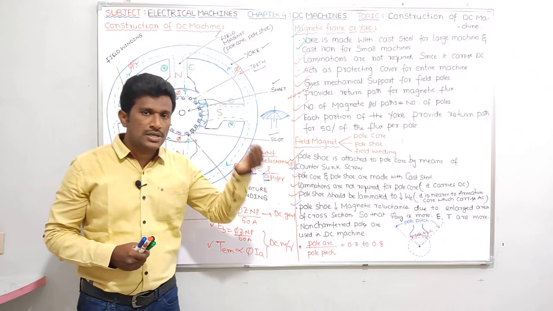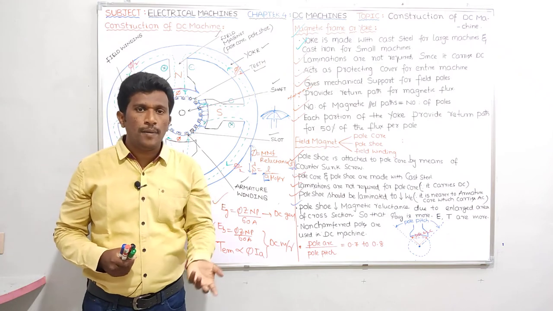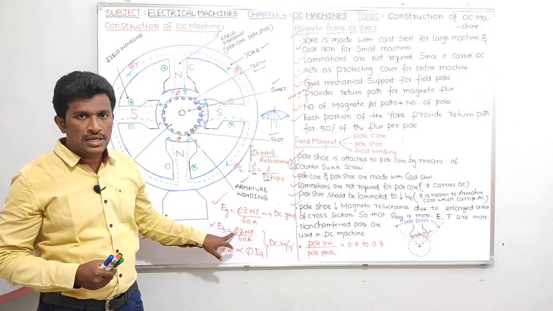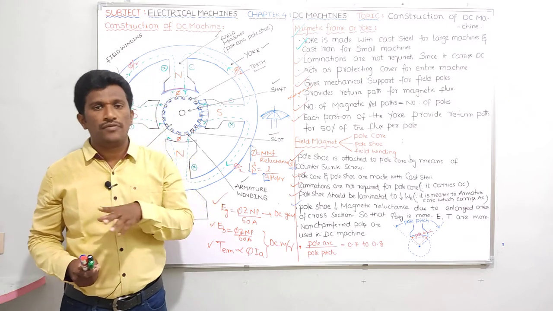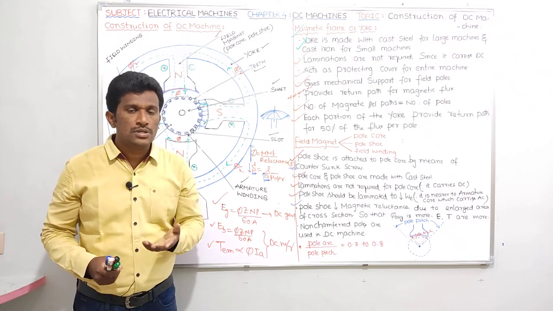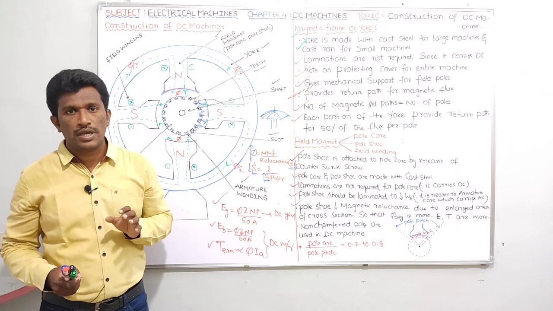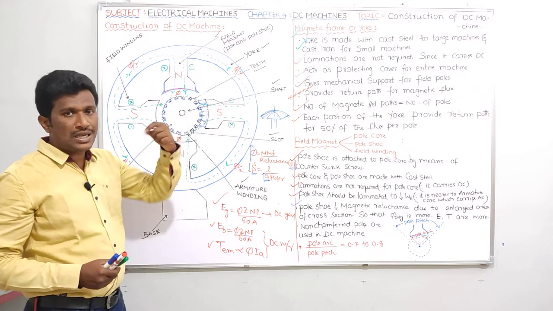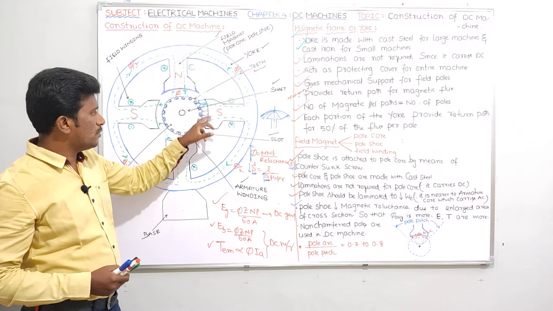If you compare a sinusoidal waveform and a trapezoidal waveform, the average value will be more for the flat topped or trapezoidal waveform. That means if you want more flux in a DC machine, which type of waveform do you want? Flat topped or trapezoidal. Then which type of poles do we have to use? Non-chamfered poles. One more name for these poles is arcing poles. So these are the poles we use here.